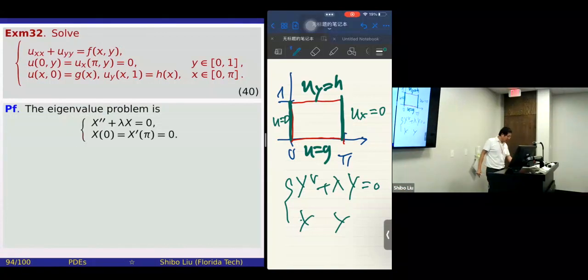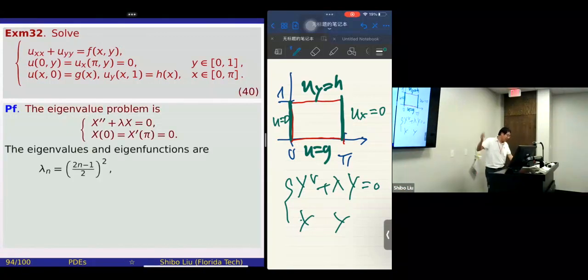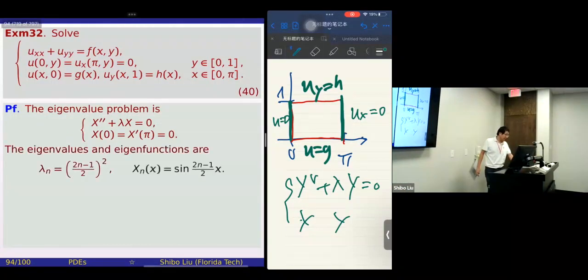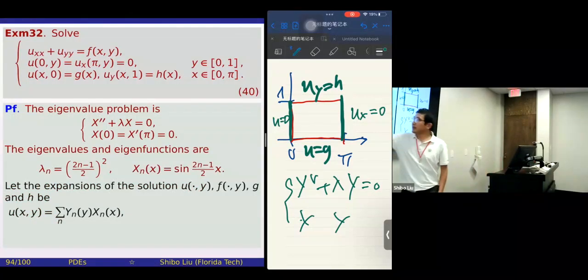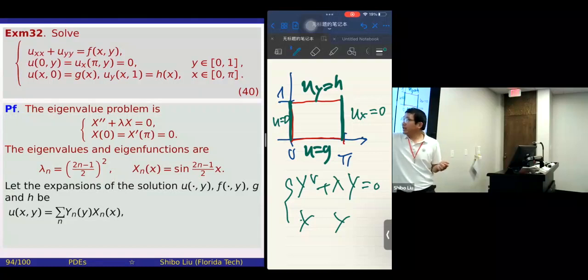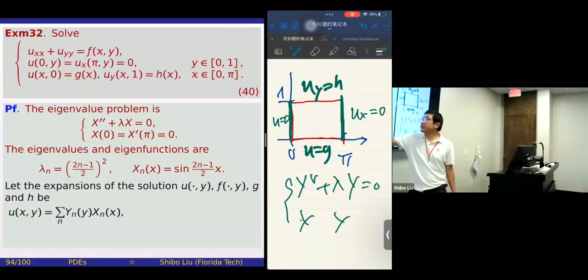Okay, and this we can solve. The eigenvalue is given here. Actually, this is the same as the previous problem, the wave equation. That is the eigenvalue and eigenfunction. Now we expand everything in terms of the eigenfunction. Consider u(x,y) as a function of x: for every given y, u(x,y) is a function of x. Therefore, it can be expanded as a series constructed from the eigenfunctions X_n(x). The coefficients depend on y.